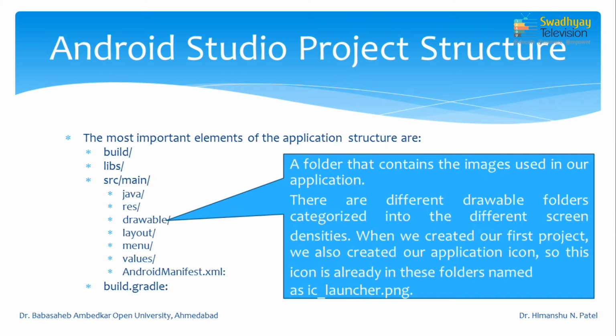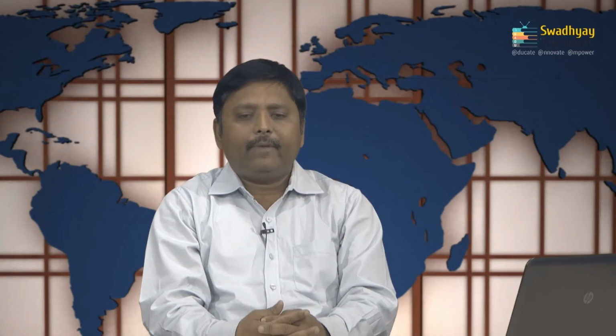When we created your first project, you also created an application icon. By default there is an icon for your application which is stored in this folder. If you want a different icon, you can store that icon in this folder and you can fetch that resource as the application icon in your project.